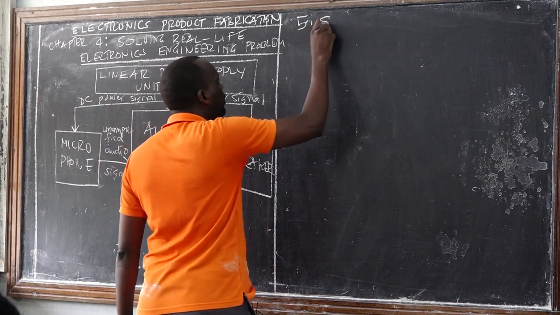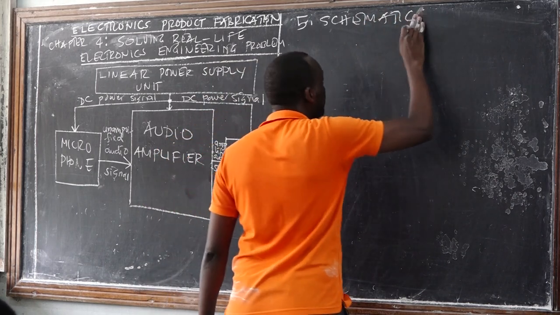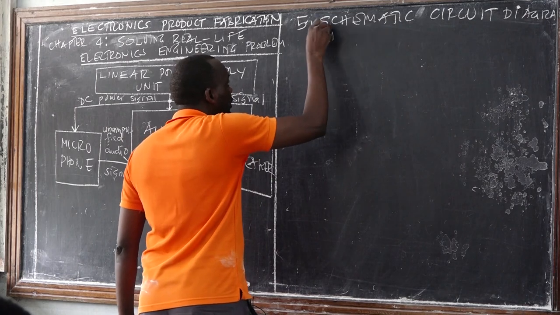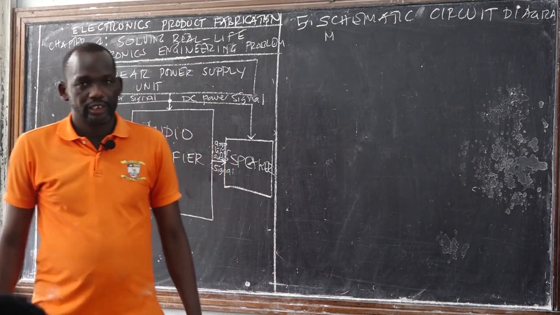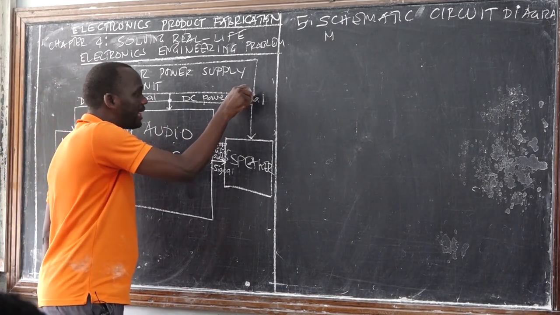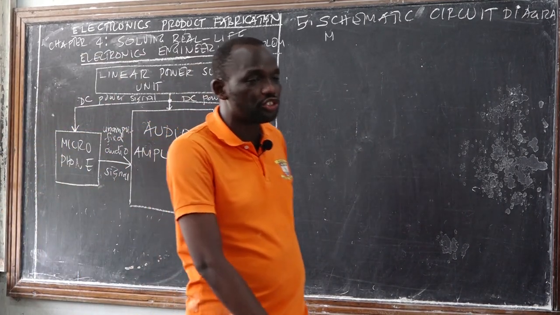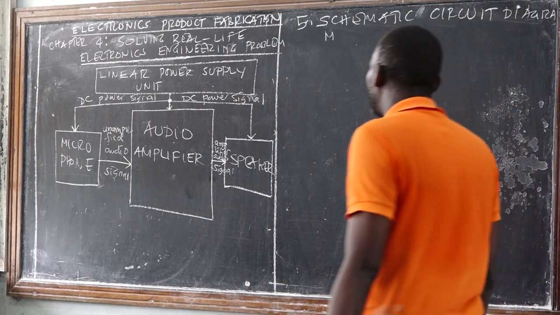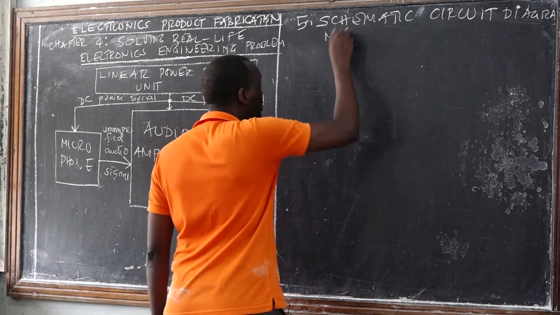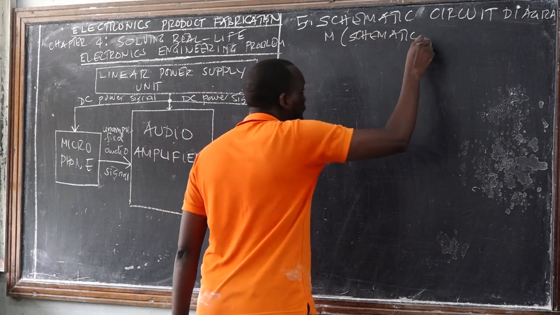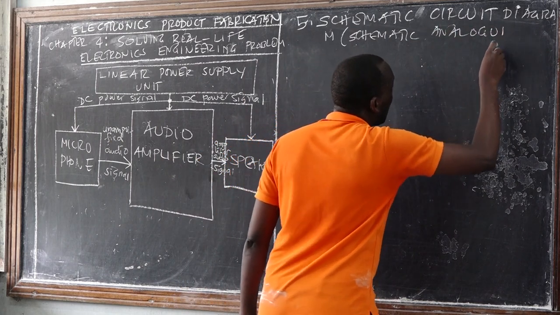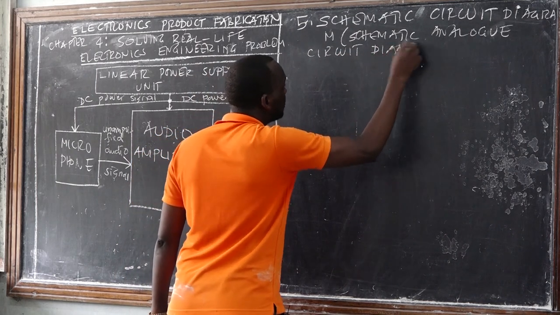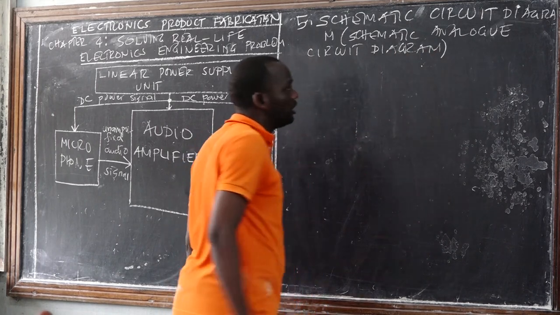Number five, I wrote that we have to draw the schematic circuit symbol, the circuit diagram. When we have our detailed block diagram, from here we can analyze and think whether the large part of this system is analog or digital. The large part of that design is analog, so you're even allowed to say schematic analog circuit diagram.